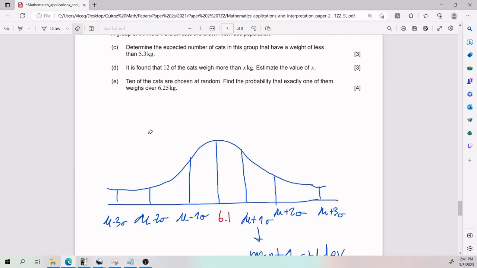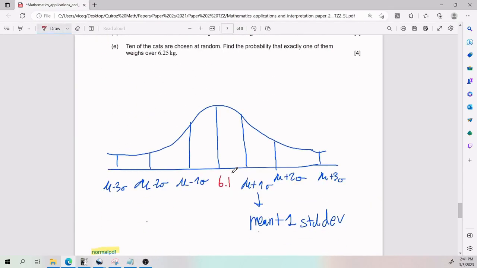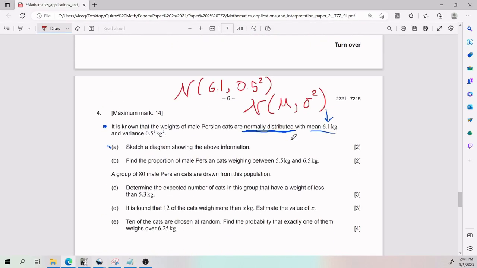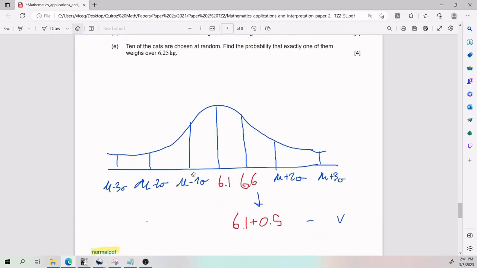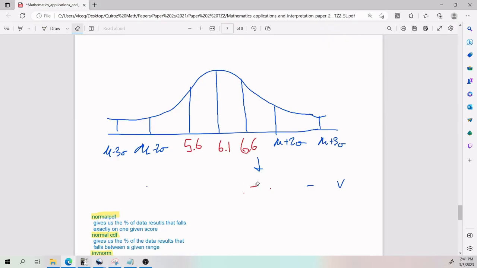So if I'm going to finish sketching this, I have to do 6.1 plus 0.5, which gives me 6.6. Just so that we're all on the same page, here I did 6.1 plus 0.5. Why 0.5? Because we are adding one standard deviation. One standard deviation is this guy without the squared. So if I go backwards, it's going to be 6.1 minus 0.5, and you end up with 5.6. That is my approach to sketching it.